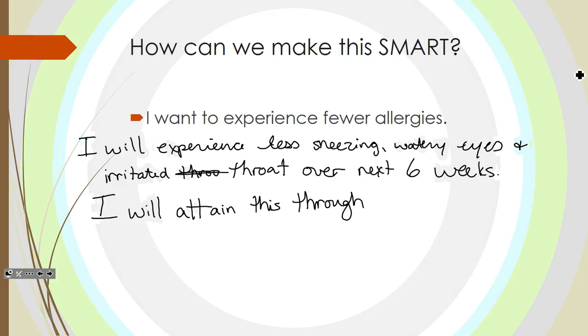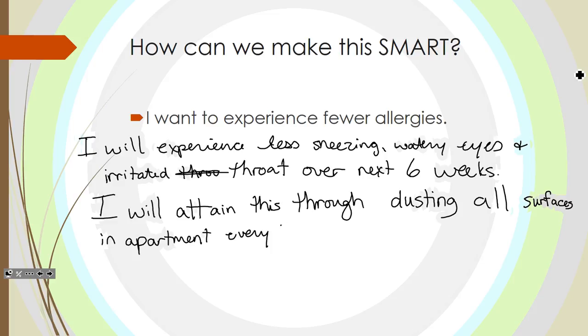So how are we going to be specific in our dusting? What are we going to dust through dusting? All woods, all surfaces. All surfaces in apartment every 2 days. So let's just add vacuuming floors daily, because that could go along with it.